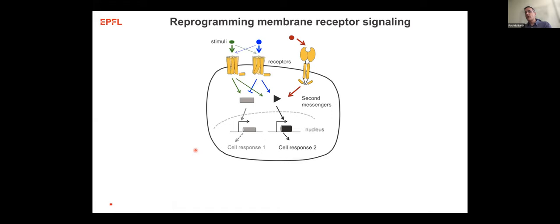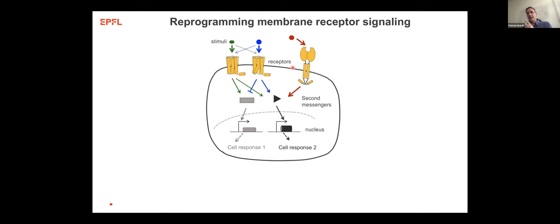You probably all know that membrane receptors are the gateway of the cell, right? They sense a very wide diversity of extracellular stimuli and translate these stimuli into very specific intracellular responses. So these receptors help cells to sense and respond to the environment. If we can control how these receptors signal, if we can reprogram their signaling function or even create from scratch receptors with completely novel signaling function, this would have tremendous impact in a wide range of subfields of biology, including biotechnology, synthetic biology, and biomedicine.